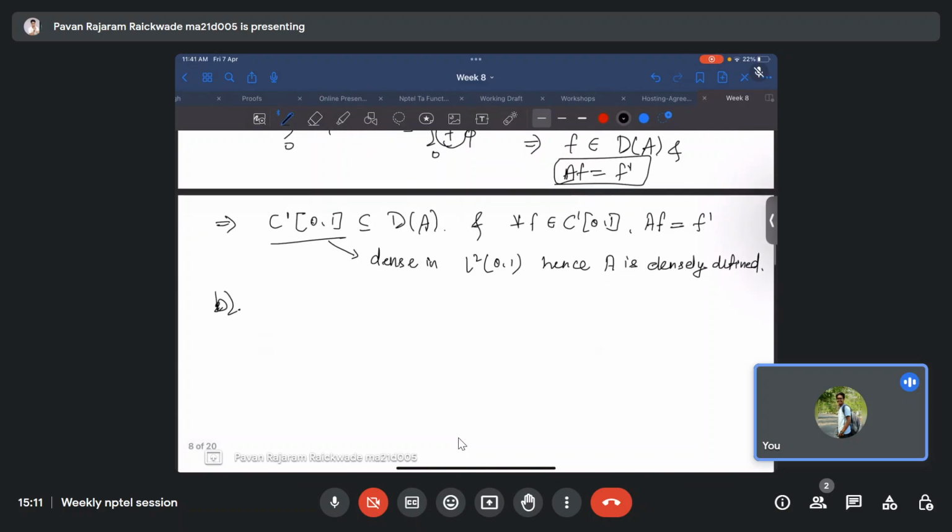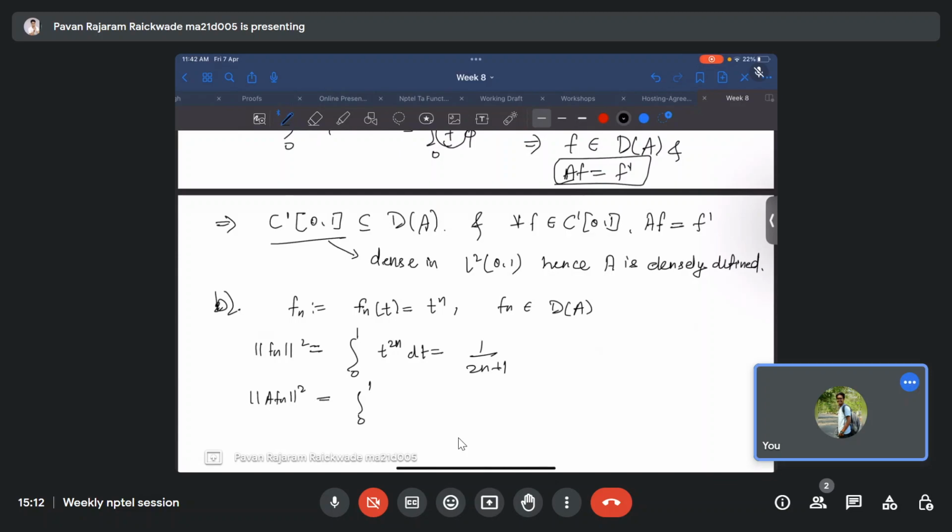Okay, so let's define f_n of t equals t to the power n, simply the polynomial functions. By option A, these f_n belong to the domain of A because they are in C1. Now what is the norm of f_n squared? This is the integral from 0 to 1 of t to the 2n dt, which is 1 by 2n plus 1 simply. And what is the norm of A f_n squared? It is the integral from 0 to 1 of n times t to the n minus 1, squared.